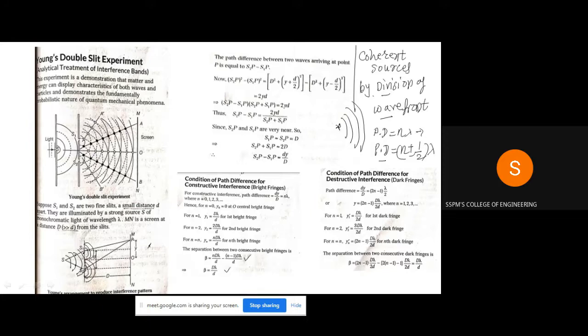So S1P is the first ray, S2P is the second ray. They are supposed to interfere at the point P to produce maximum of intensity or minimum of intensity. And if you are observing very carefully, the distance traveled by S1P is not equal to the distance traveled by S2P. Both the distances are not the same for the two rays which are supposed to interfere at point P.